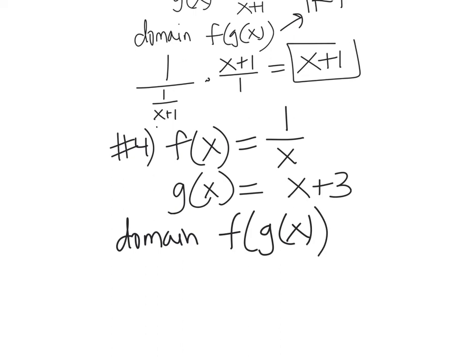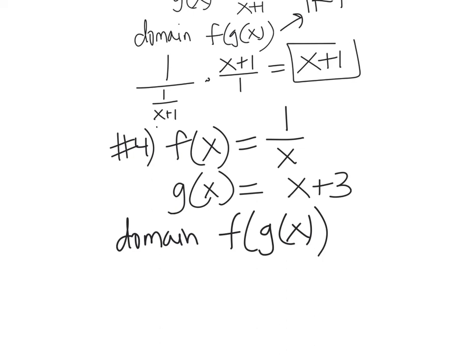Now, if you were doing it the way we were doing it, where we're looking at g, we could plug anything we want into g, right? But what's going to happen if we plug in x as -3? I get 0, and then I go to plug it into f. Uh-oh, that's not going to work.